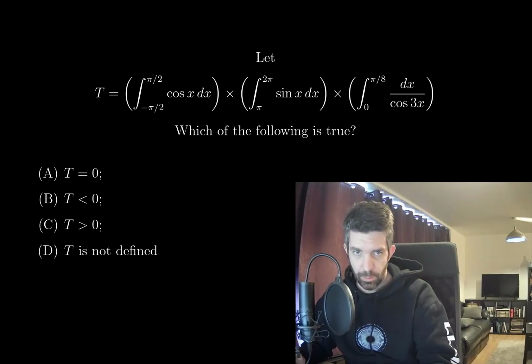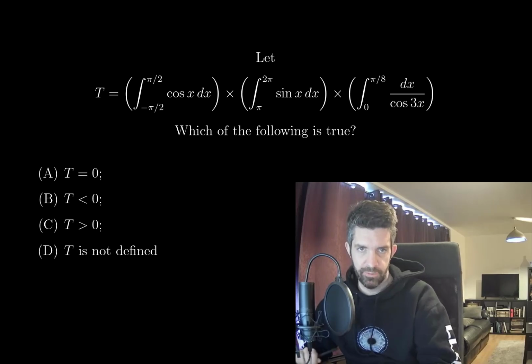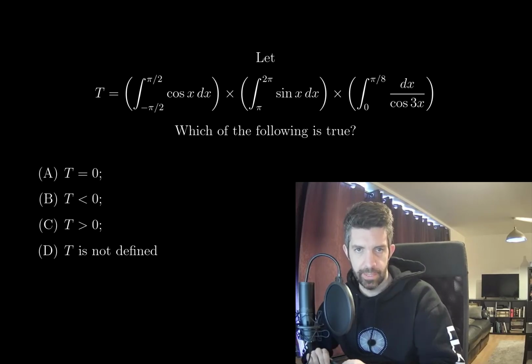Let T be equal to the integral from negative pi over 2 to pi over 2 of cos x dx times the integral from pi to 2 pi of sine x dx times the integral from 0 to pi over 8 of 1 over cosine of 3x dx. Which of the following is true? T is equal to 0, T is less than 0, T is greater than 0, or T is not defined.